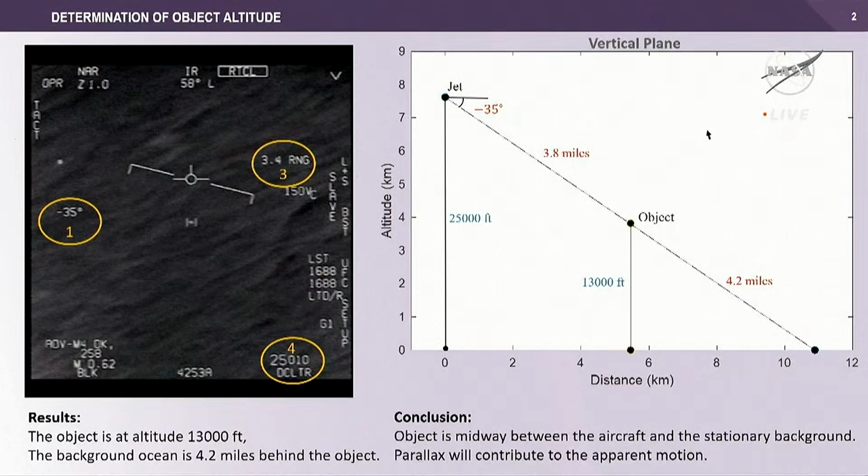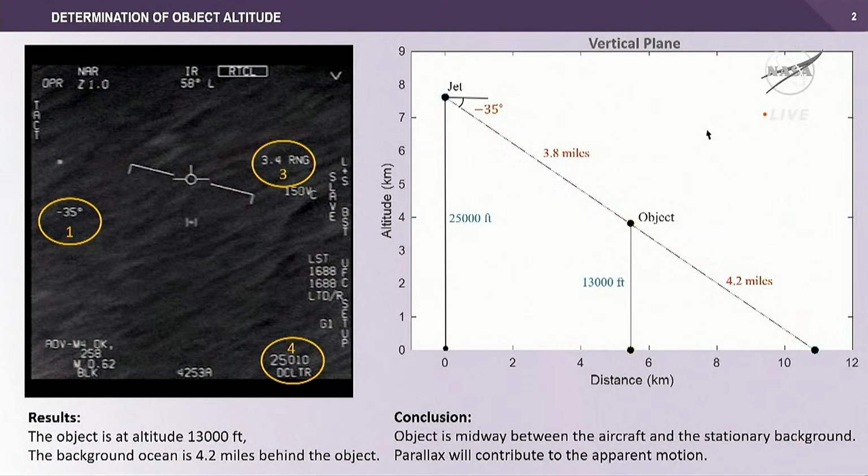And this is our first indication that some or most of the apparent motion of the object is in fact due to the rapid motion of the sensing platform, which is about 430 miles per hour in this case. But we don't have to guess about this. We have enough information on this display to actually reconstruct the encounter.